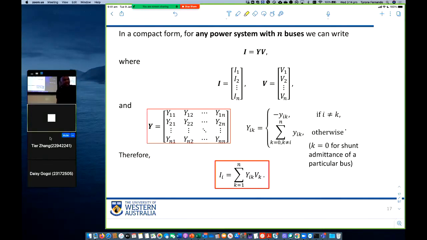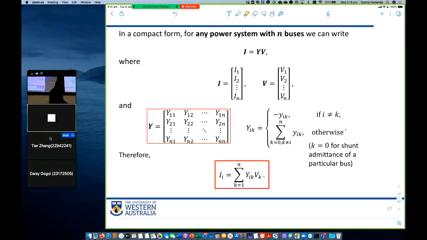And what is Ii? Ii is the current that you inject externally into bus i, and it is equal to all the currents that are flowing inside the network. So that's why you have the summation, k equal to 1 to n. So we are thinking about how many nodes in this? We are thinking about n nodes in this network. So node 1 connects to all the nodes. Well, if they are not connected, then obviously the admittance of the line will be 0 if there is no line between two nodes.